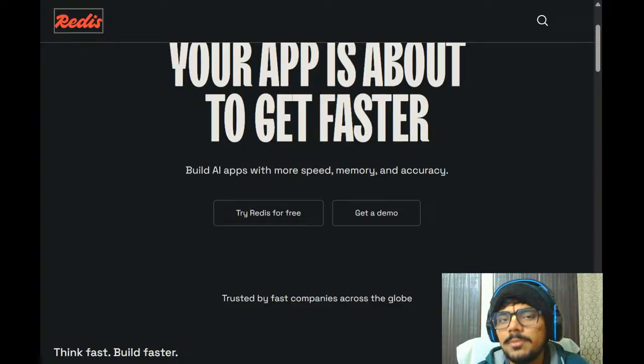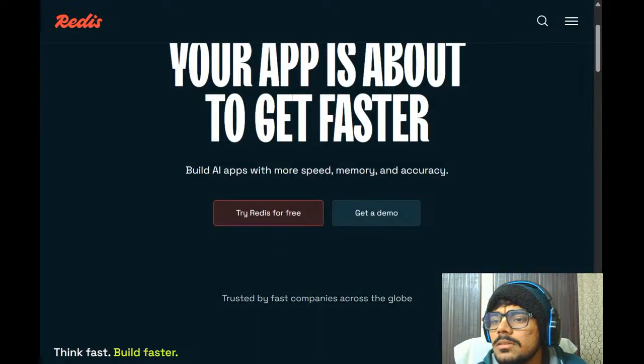You might have heard about Redis a lot if you are a developer or have been working in a developer environment. All right, some kind of problem, I guess.